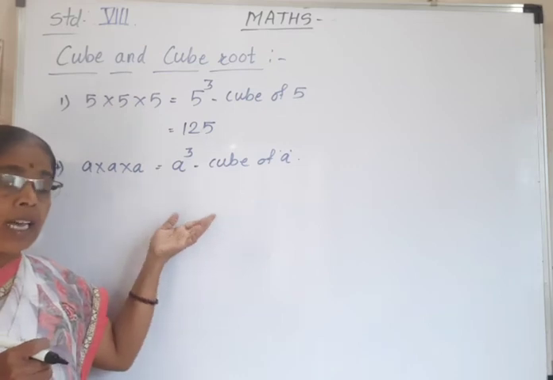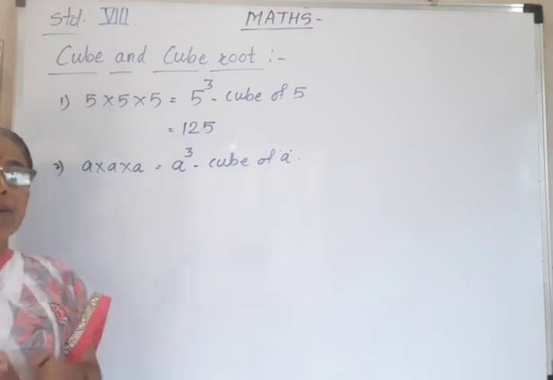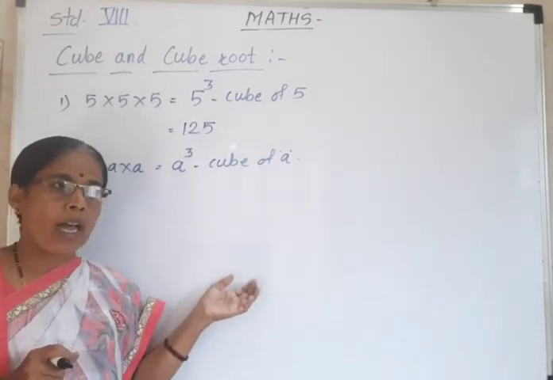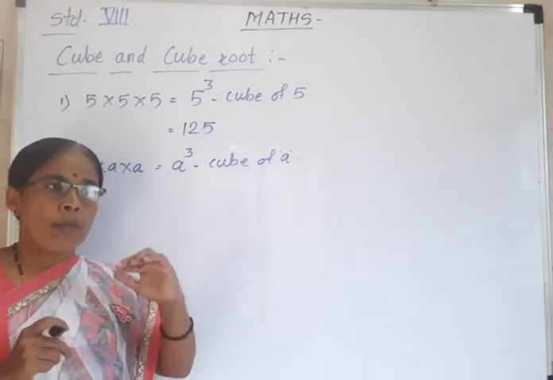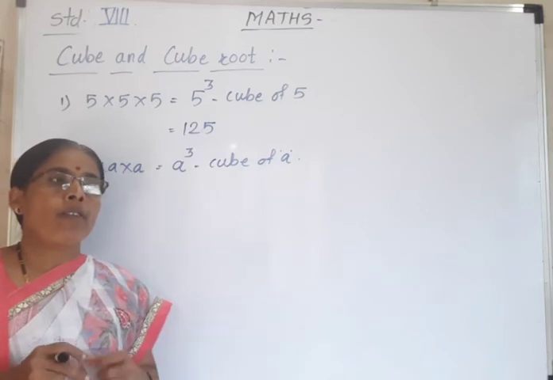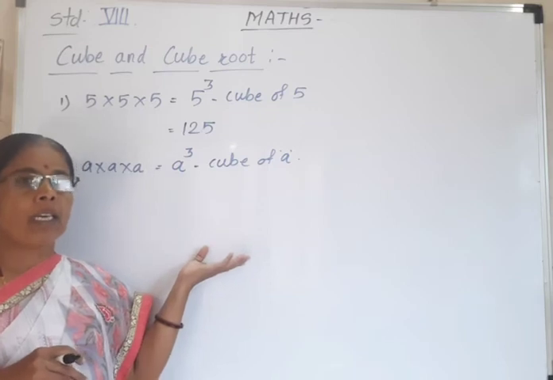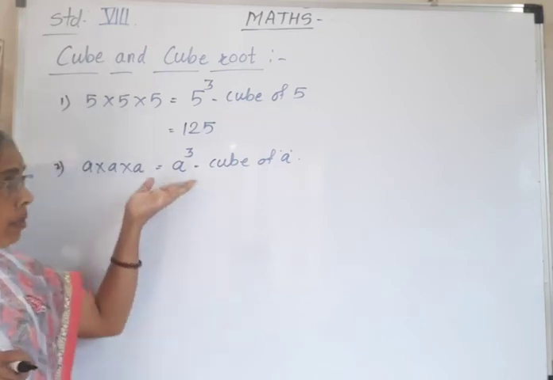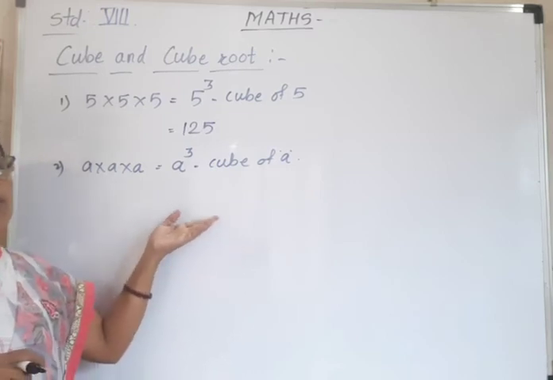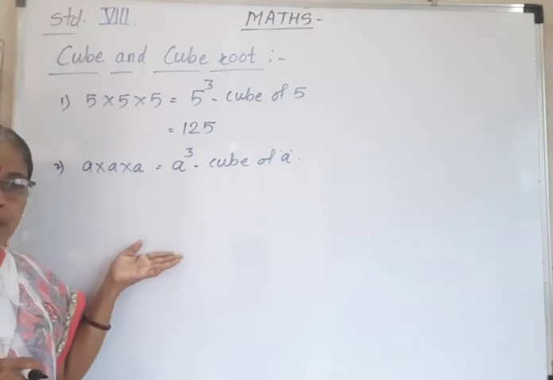As we know, last year we learned how to find the square root of a number. That means we write the prime factors of that number, make pairs of the same numbers, take one number from each pair, and the product of those numbers is the square root. Similarly here we write the prime factors of that number and make groups of those numbers, then we can find the cube root of that number.